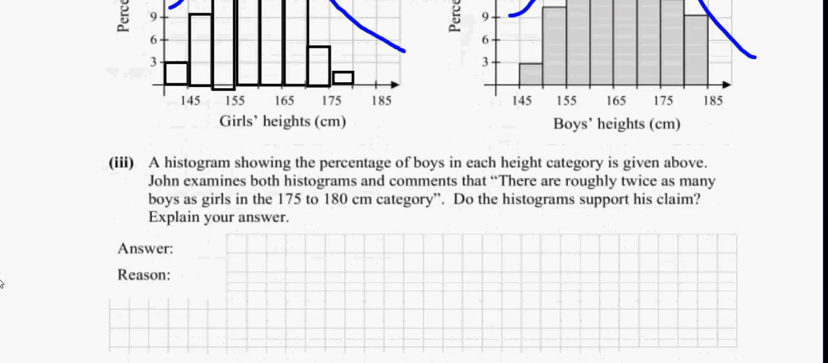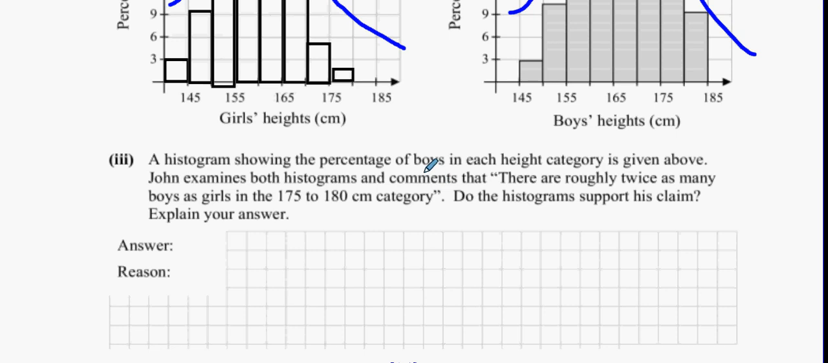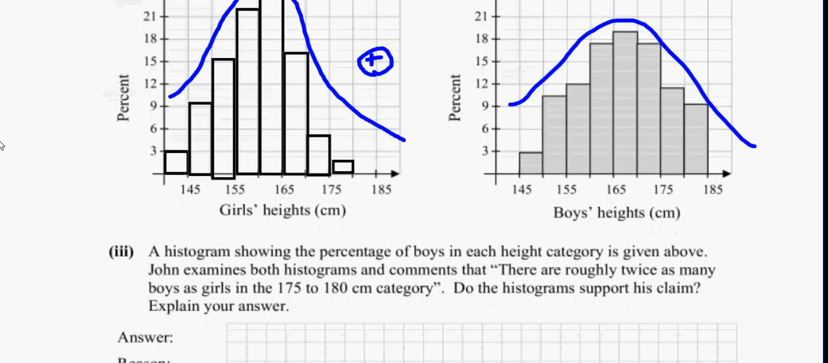What does it want from me here? The histogram showing the percentage of boys in each category is given above. John examines both histograms and comments: there are roughly twice as many boys as girls in the 175 to 180 category. Do you support his claim? Alright, let me see. 175 to 180.